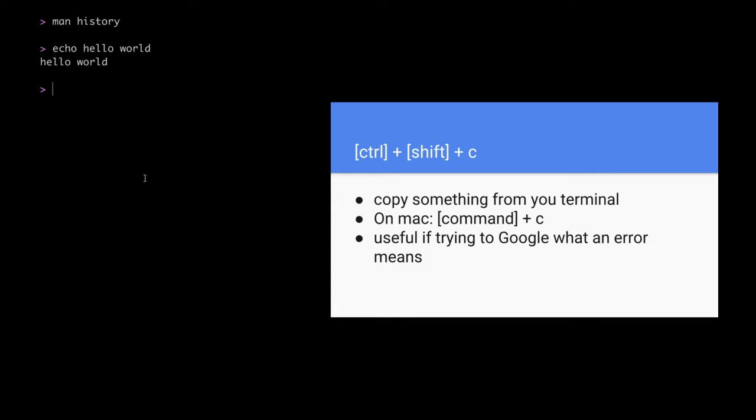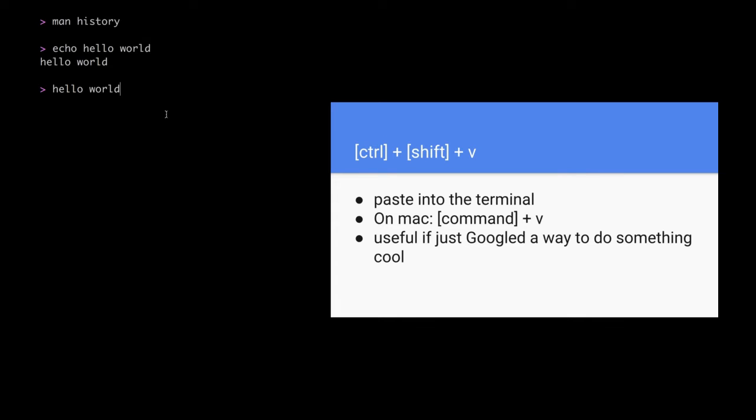So Control-Shift-C will copy something from your terminal if you're on Linux, and on a Mac it would be Command-C. So I'm going to highlight hello world, and since I'm on a Mac, do Command-C. It can be useful if you're trying to do something like Google an error you just got. And then Control-Shift-V on a Linux machine will paste to the terminal, but since I'm on a Mac, I'm going to do Command-V to paste, which can be useful if you just Googled a way to do something complicated or cool. So I'm going to delete that since it's not a real command.